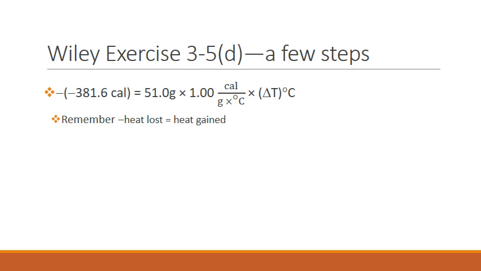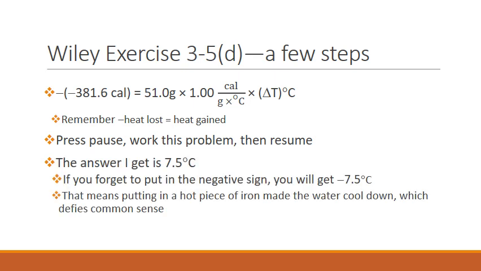Heat lost, negative heat gained. You work out the problem. Hopefully you get 7.5 degrees C. If you forget to put the negative sign in, you're going to get negative 7.5 degrees C. And that doesn't make any sense at all, because putting a hot piece of iron in is going to make the water temperature go up. It's not going to make it go down.